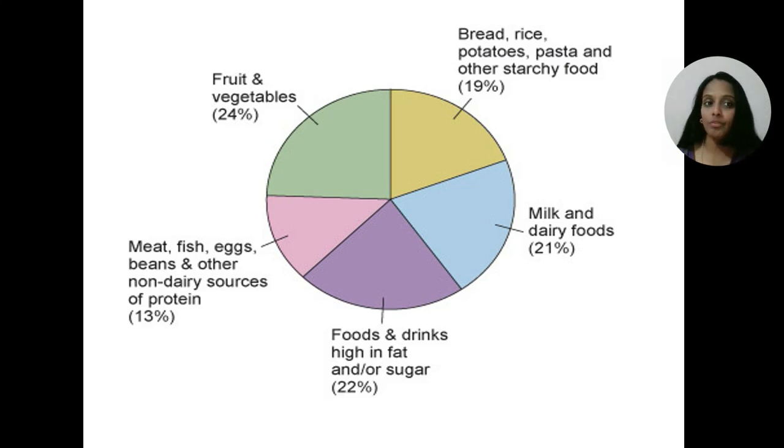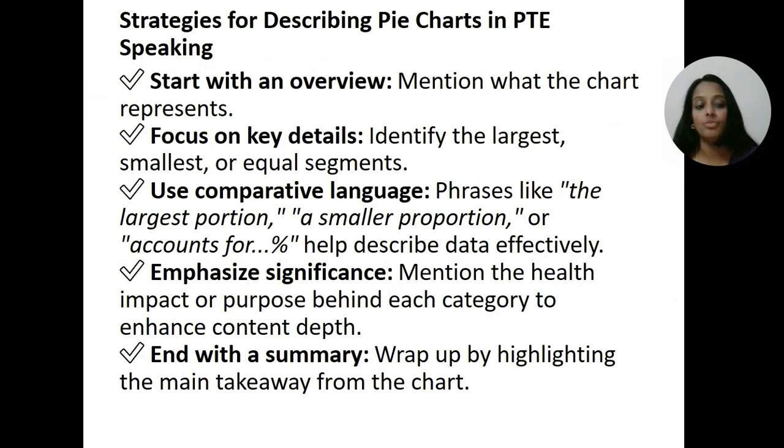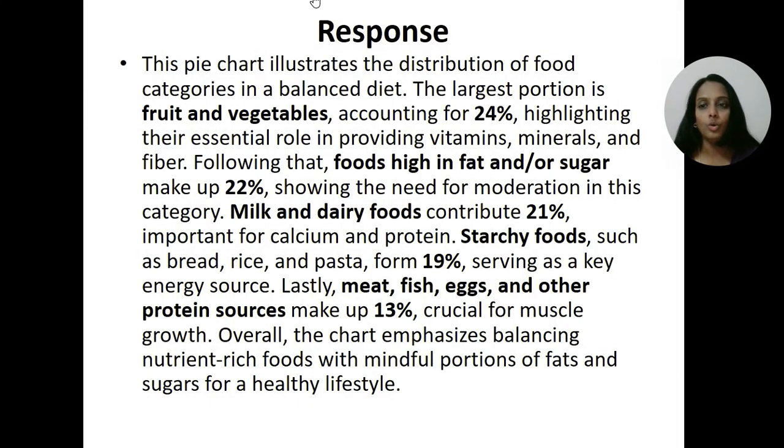And you can use comparative language like the largest portion, a smaller portion, or accounts for this percentage. If you are using this comparative language, it will help you to describe the data effectively and emphasize significance. So mention the health impact or purpose behind each category to enhance content depth. When you're done with this, you can move on to the next slide. There we will find the entire response. Okay, this is how your response should be.